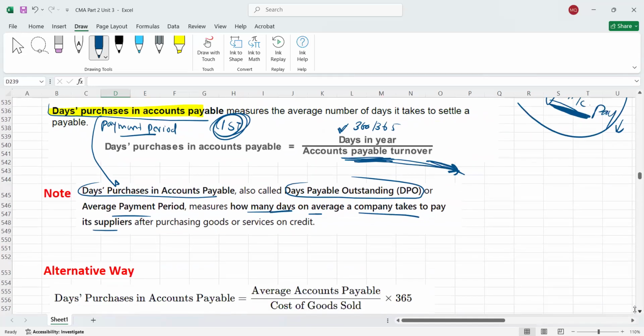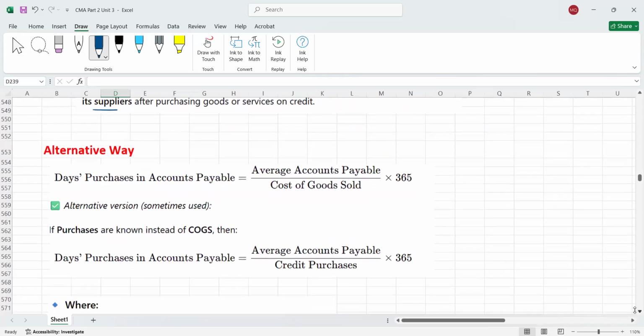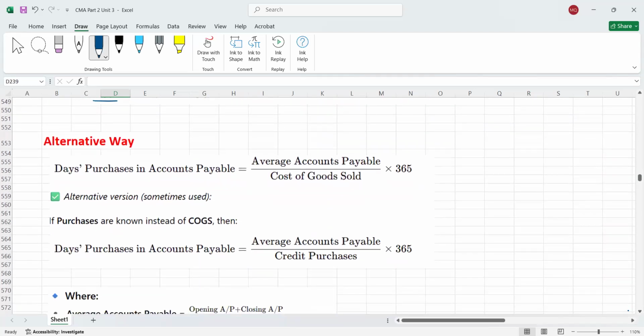So the second way is what? This is the second way, an alternative way to find out days purchases in accounts payable. The alternative way is you will take average accounts payable, and I have explained so many times, average means last year plus current year divided by 2, and divided by cost of goods sold.